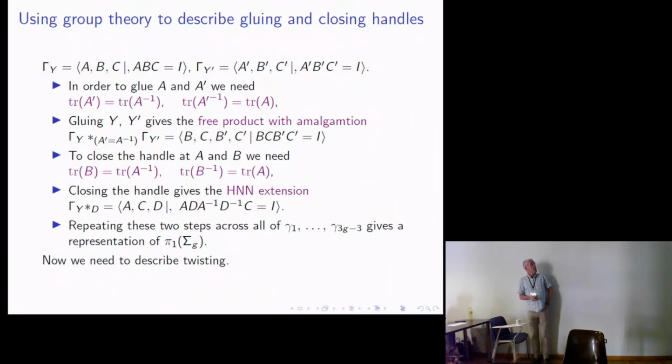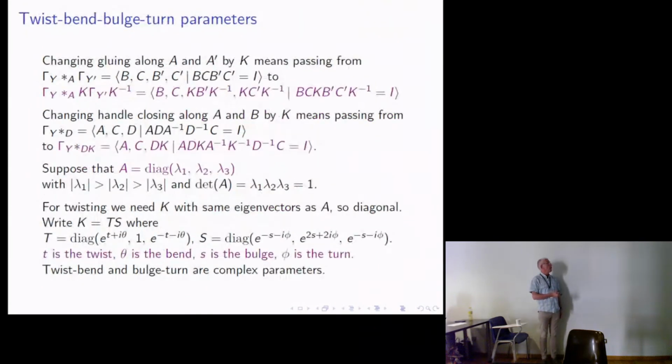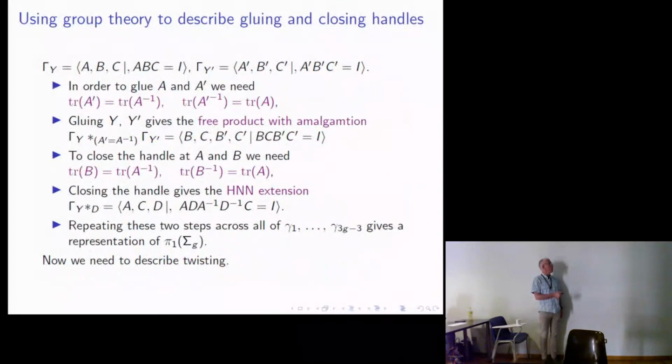So now I can use group theory to close the handles. It's exactly the same thing. We have a free product with amalgamation for gluing 2 pairs of pants, and we get an HNN extension when we're closing a handle. So here we are. So in order to glue A and A prime, we need trace of A to be conjugate to A prime inverse, so trace of A prime.